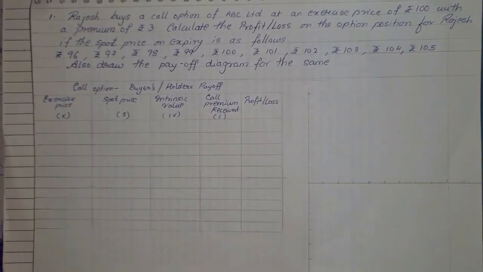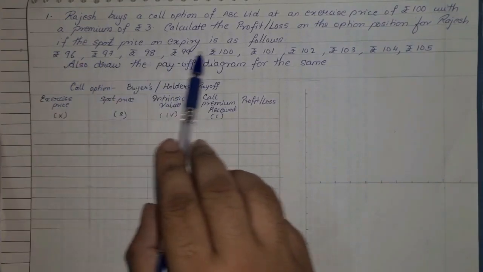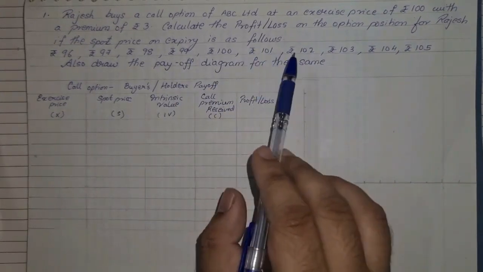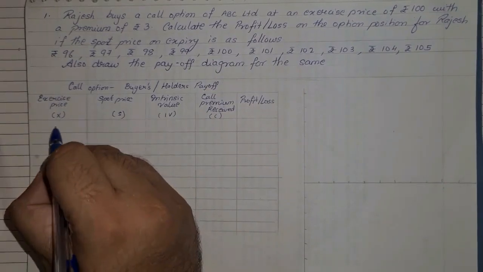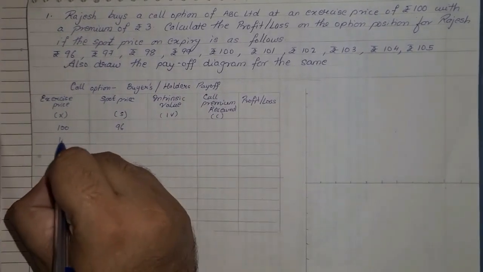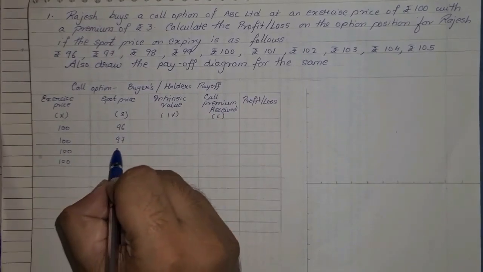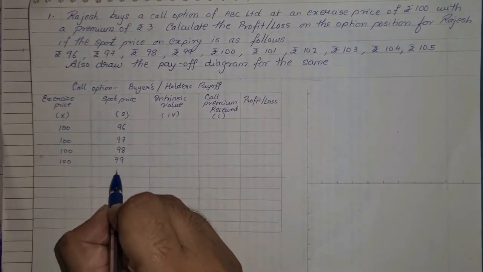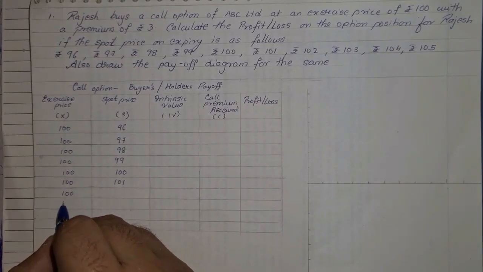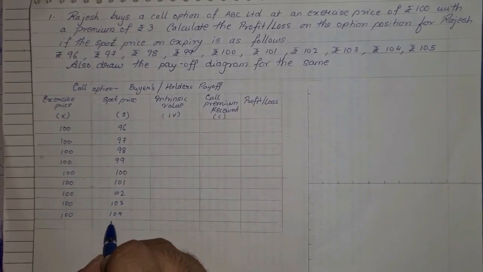Now as per the question, the exercise price given is rupees 100 and the spot prices are given to us in a different range: 96, 97, 98, 99, 100, 101, 102, 103, 104, 105. So basically we have been given 10 spot prices. We'll first note down the exercise price. At exercise price 100, the very first spot price given is 96. For the second one it is 97 and so on. We'll first complete this table. There are 10 spot prices, so we'll note down the exercise price for all 10 and note down the spot prices accordingly. The exercise price will be the same for all the cases. We have 102, 103, 104 and the last one will be 105.